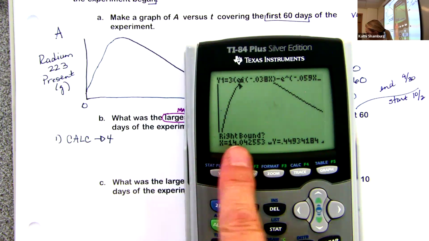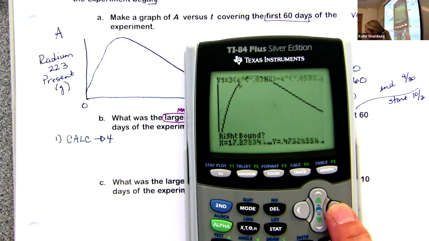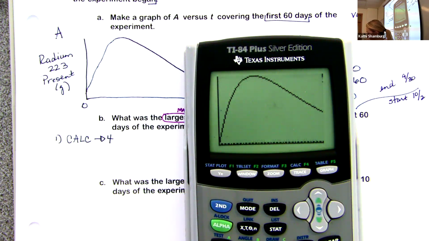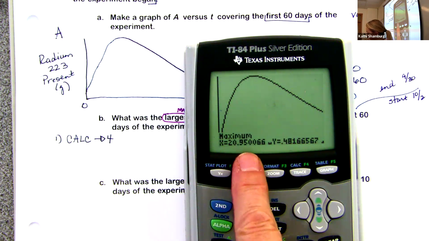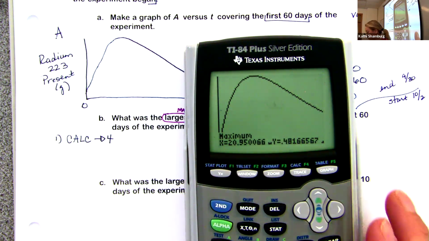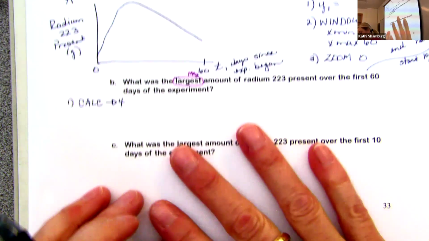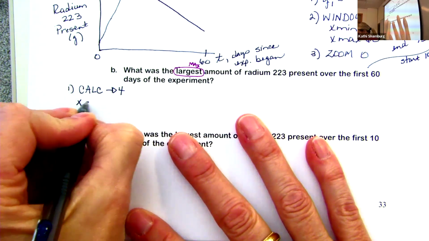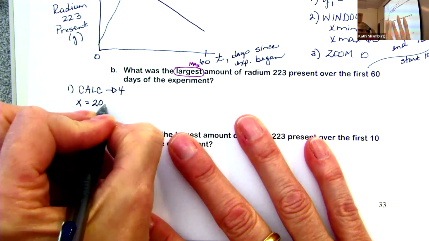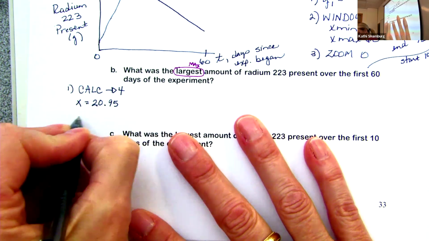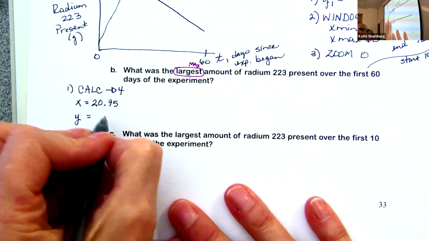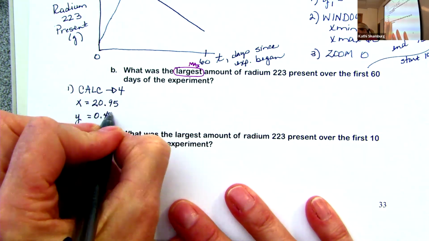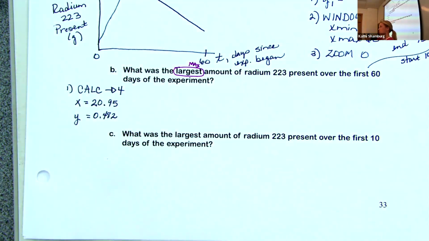Now it says right bound. So now I need my cursor to the right of the top of the hill. Push enter. I don't want it to guess, and then I push enter again. Now I get an X and a Y value. So I'm going to write those both down. They tell me that X equals 20.95, and they tell me that Y equals 0.482. I just chose to go that many decimals. Just pay attention to what is done.